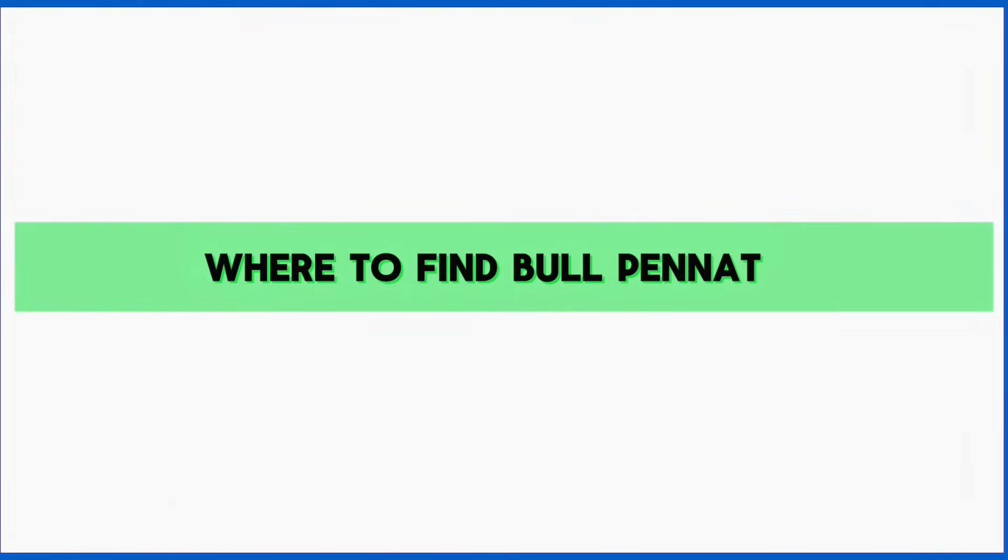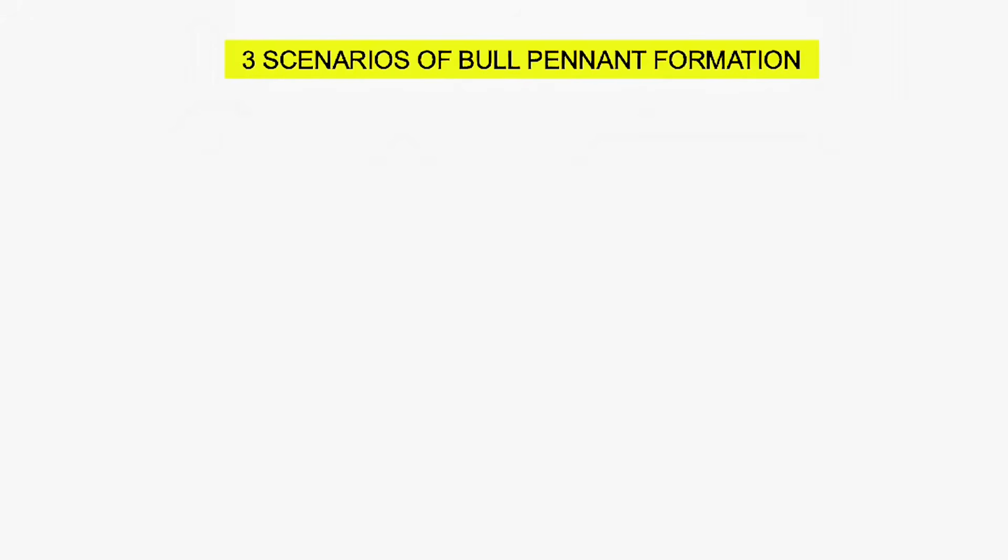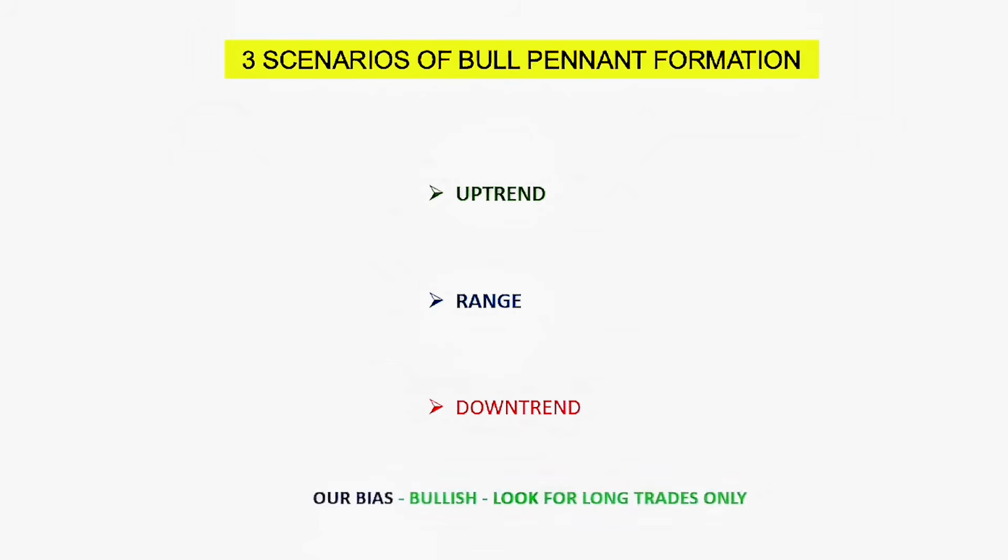Now, let's talk about where to find bull pennants in the first place. Pennants can appear almost anywhere: uptrends, ranges, even downtrends. But remember, a bull pennant is a continuation pattern. Our bias should always be toward long trades, not shorts.